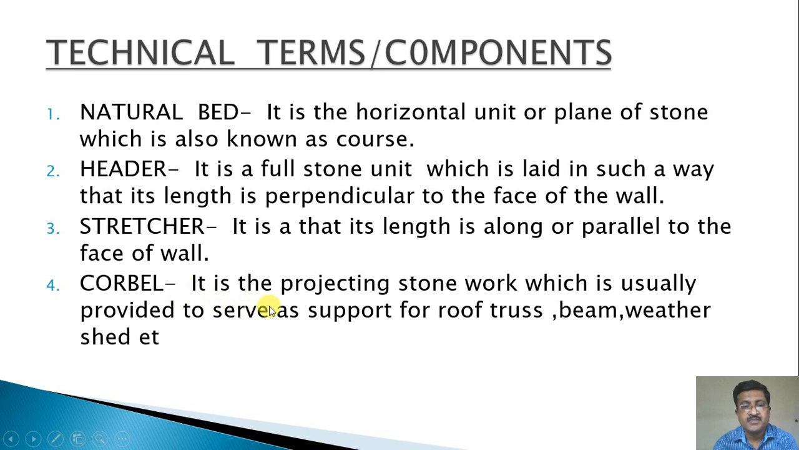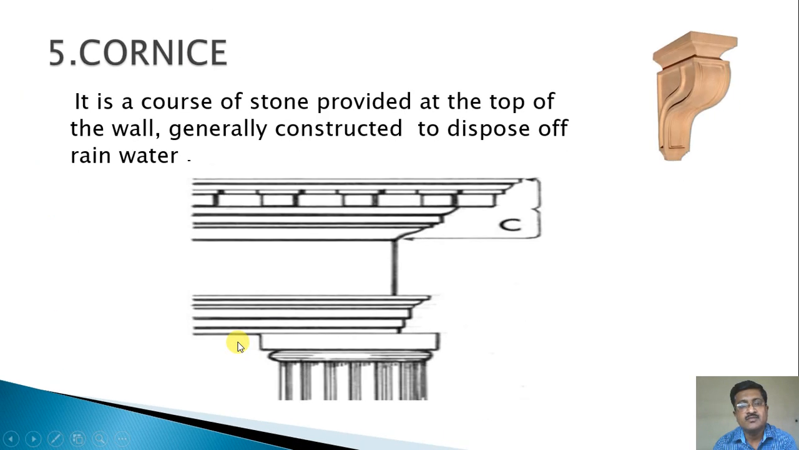Corbel: it is the projecting stone work which is usually provided to serve as a support for roof truss, beam, weather shed, etc. Cornice: it is a course of stone provided at the top of the wall, generally constructed to dispose of the rainwater. So you can see the cornice is provided here also. The shape is generally like this. It is a decorative course.